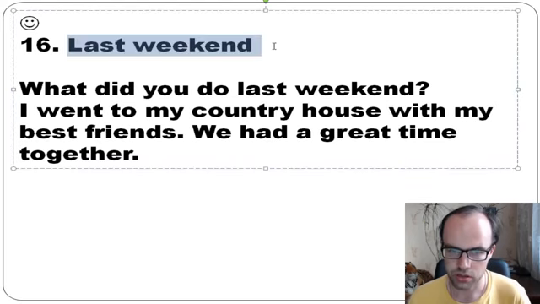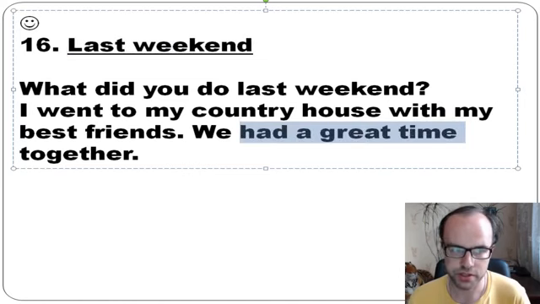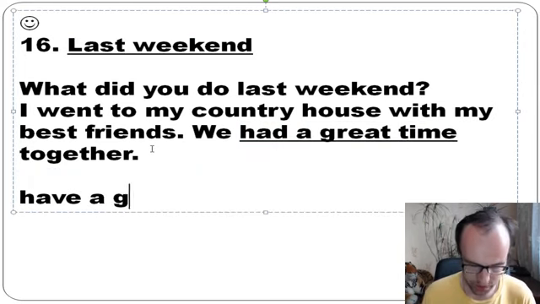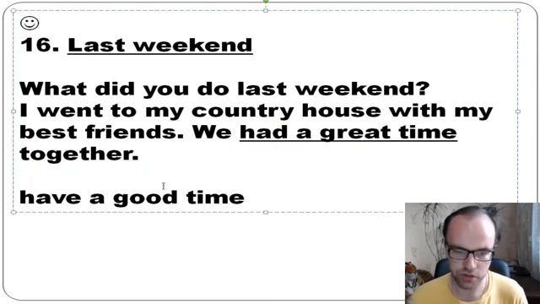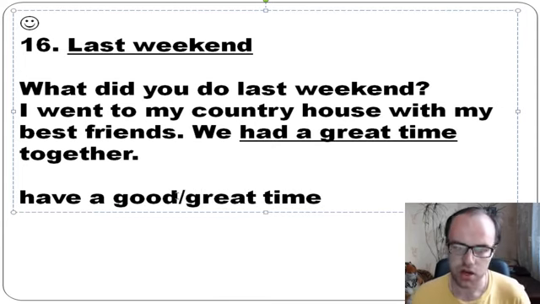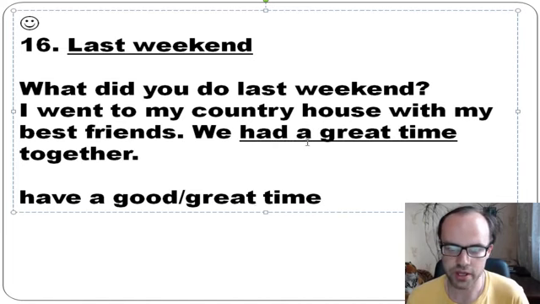Last weekend. What did you do last weekend? So we usually use past simple. I went to my country house with my best friends. We had a great time together. Good phrase. So we say have a good time. Or if you want to make it sound stronger, you can say have a great time. So we had a good time together.